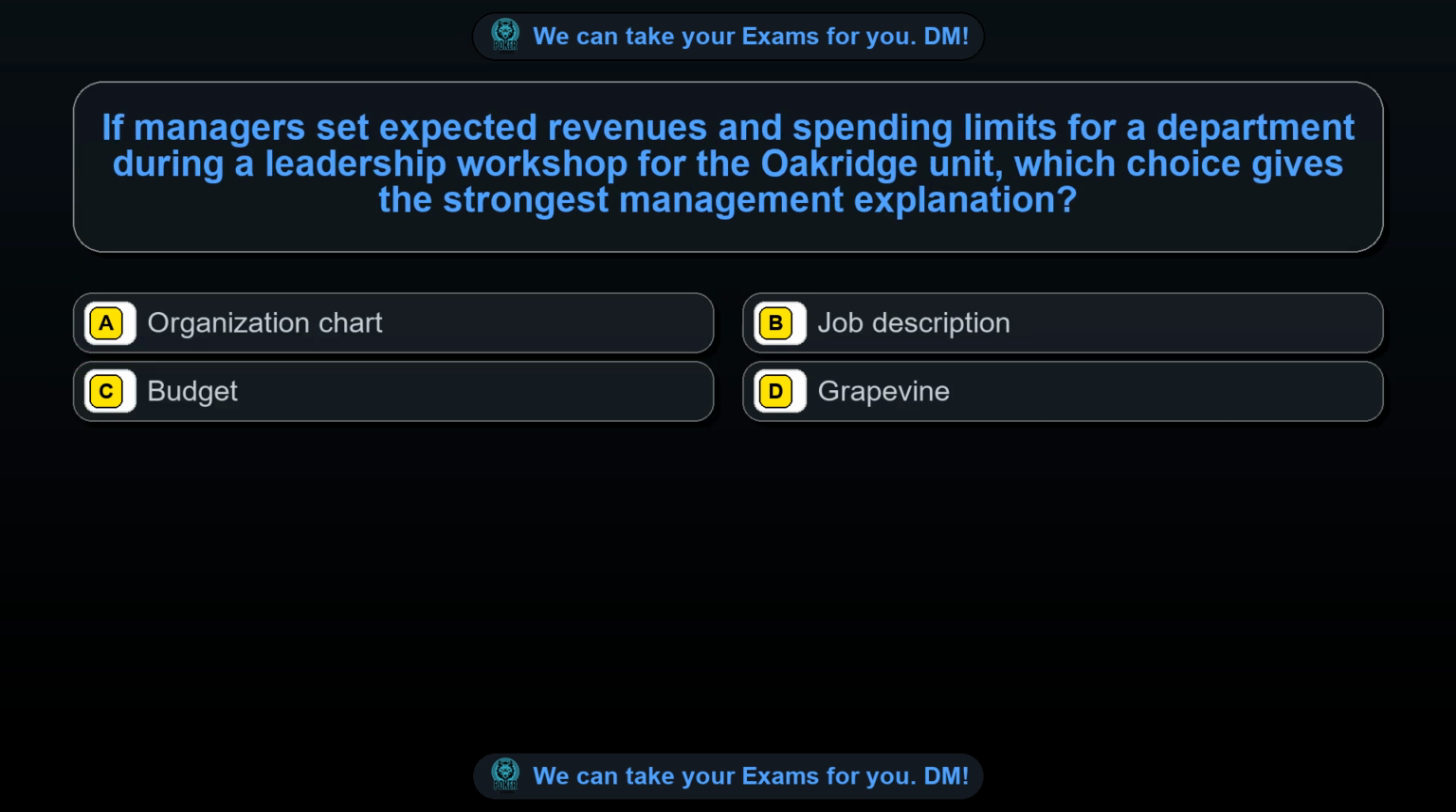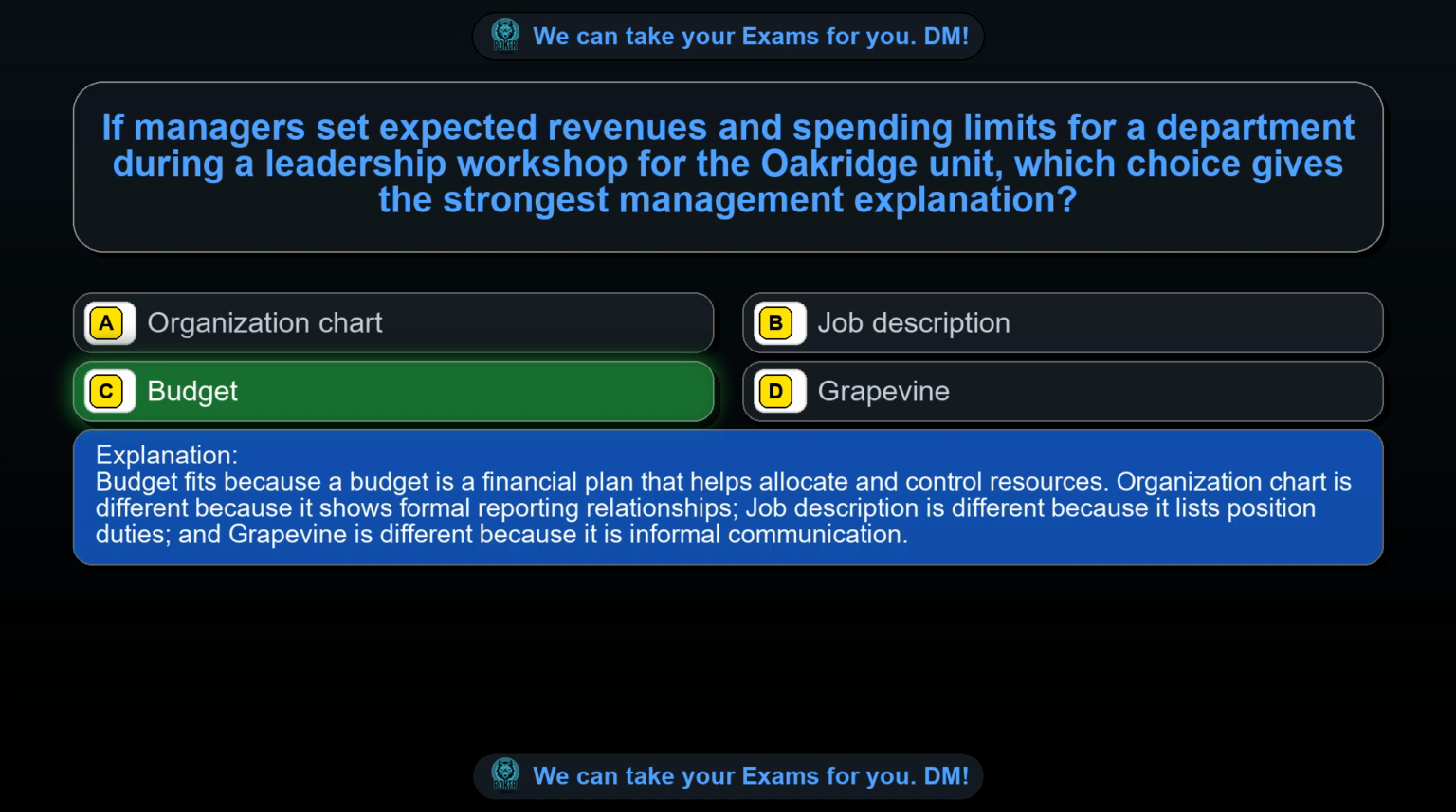Question 54. If managers set expected revenues and spending limits for a department during a leadership workshop for the Oak Ridge unit, which choice gives the strongest management explanation? Option A, organization chart. Option B, job description. Option C, budget. Option D, grapevine. The correct answer is option C, budget.